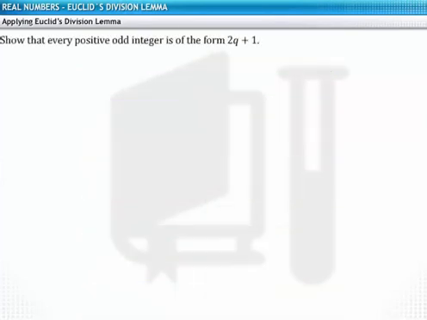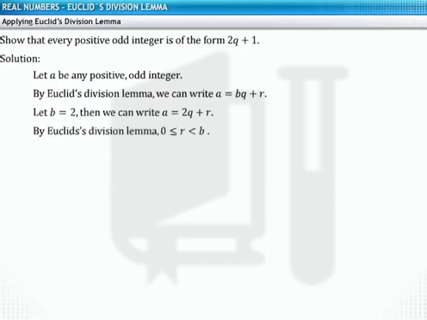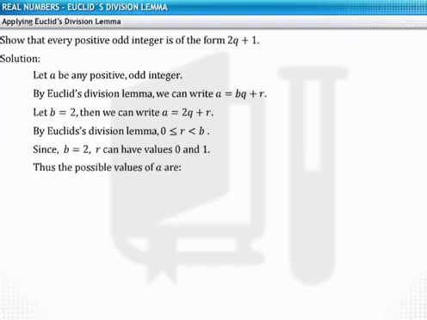Let's take this problem to show that every positive odd integer is of the form 2q plus 1. Let a be any positive odd integer. Then, by Euclid's division lemma, we can write a is equal to b multiplied by q plus r. If we take the value of b as 2, we can write a is equal to 2 multiplied by q plus r. By Euclid's division lemma, the value of r can be greater than or equal to 0 and less than b. Since b is equal to 2, the possible values of r are 0 and 1.